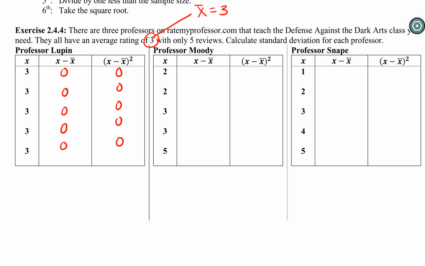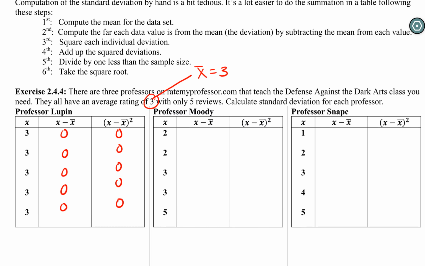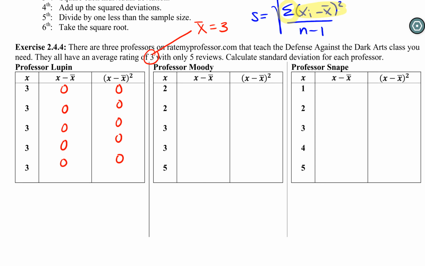Now that's just part of our formula. In terms of our formula, I'm going to go ahead and rewrite it here so we have it close. Our formula is the summation of xi minus x bar, squared, all over n minus 1. All we've accomplished is to figure out all of these. The next piece is to handle the sum, so we're going to do that below. We're going to say, okay, the sum of all of these is equal to 0. And now we can figure out our standard deviation.